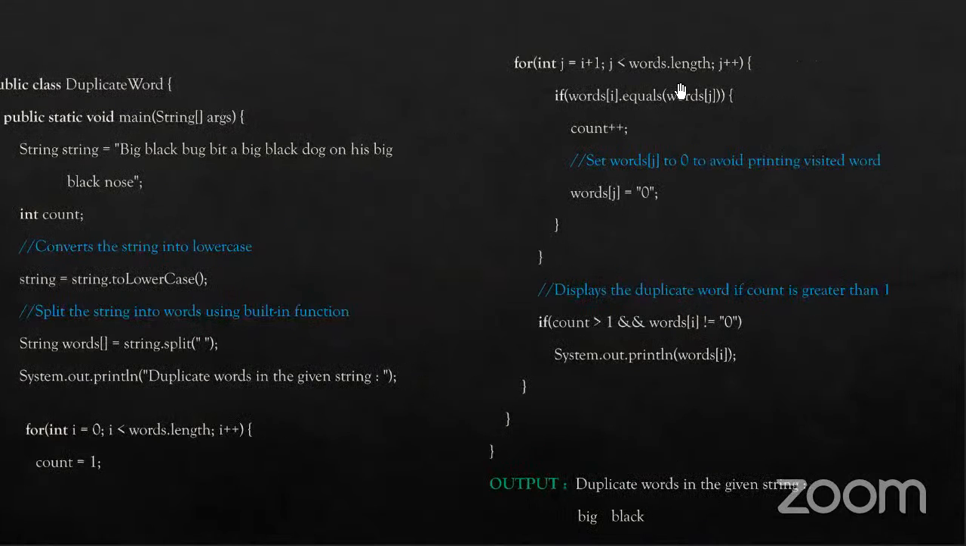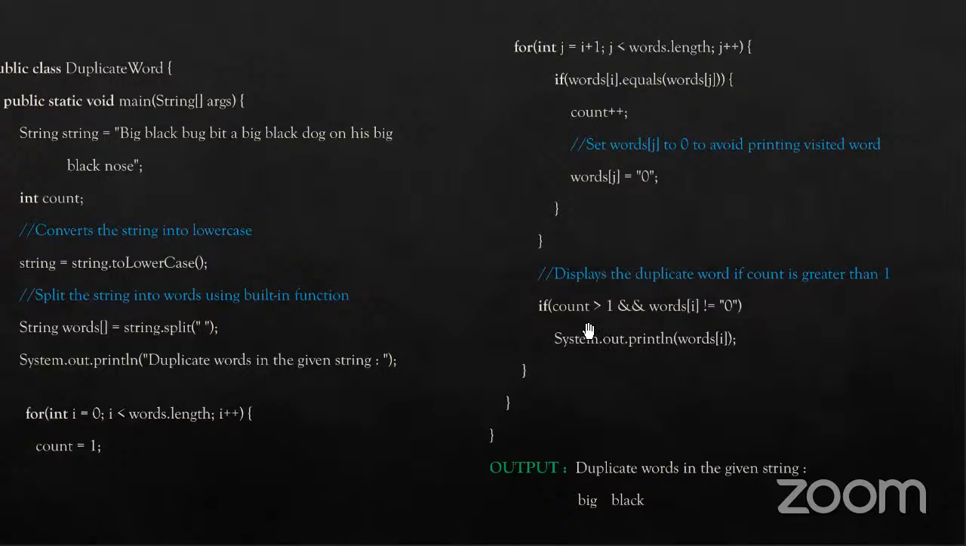So the loop will continue until the index is less than the length, the same thing as we have done with characters. If count is greater than 1 and words of i is not equal to 0, we print that word. Instead of words of i, we have words, right? So we are printing that word.